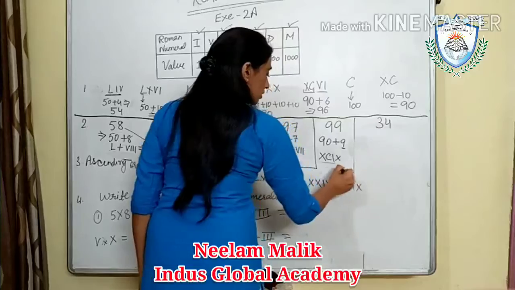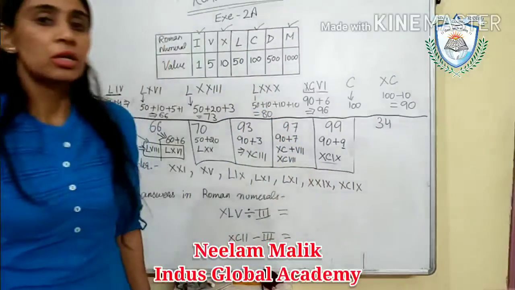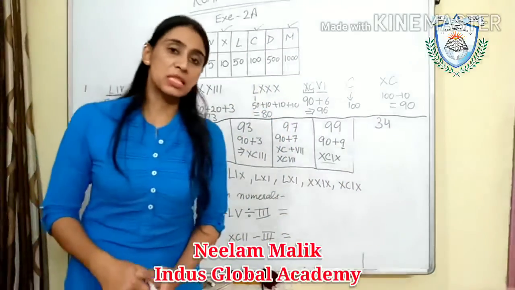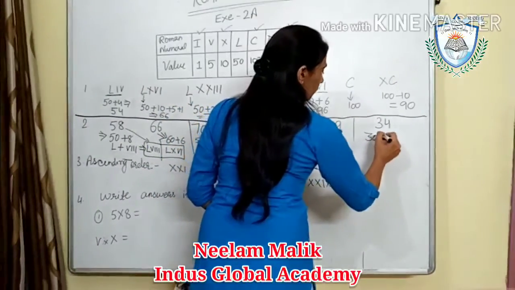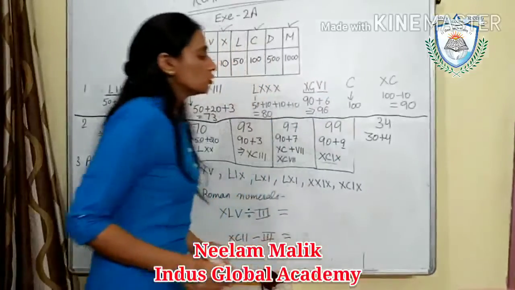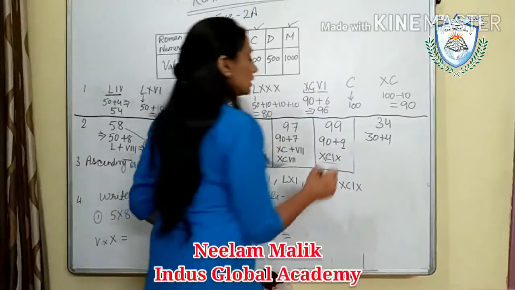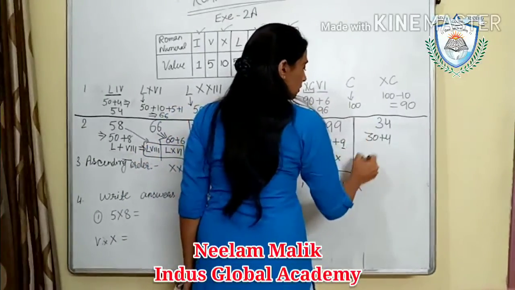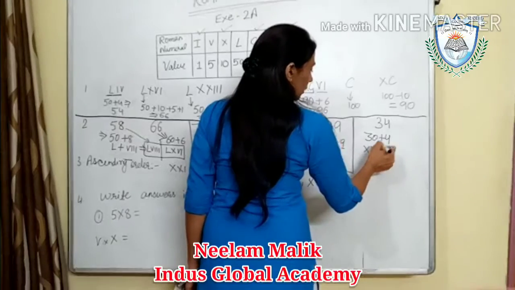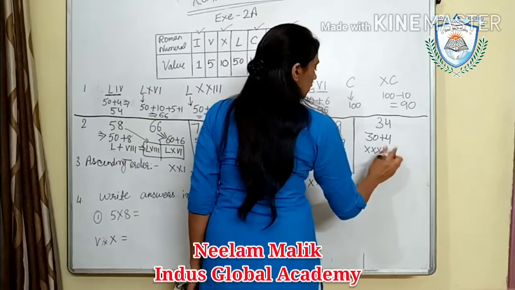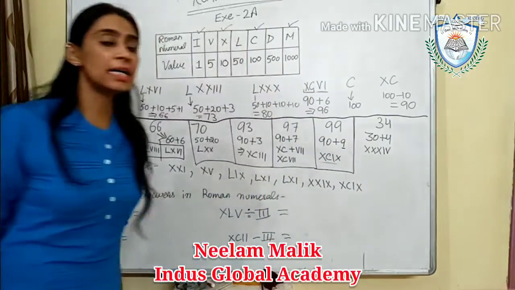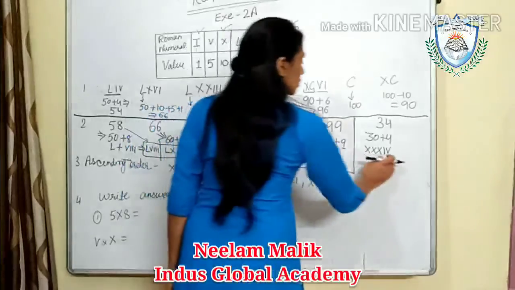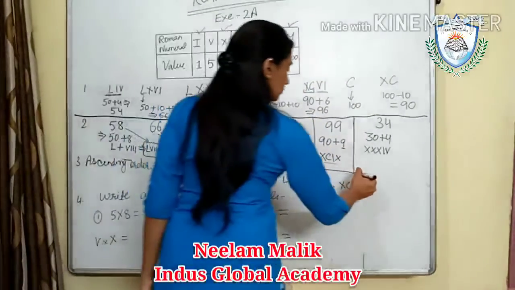So what is next? Next is 34. 34 means 30 plus 4. What is 30? In 30 we repeat X 3 times. Plus 4. 4 is IV, 5 minus 1. So this is your 34.